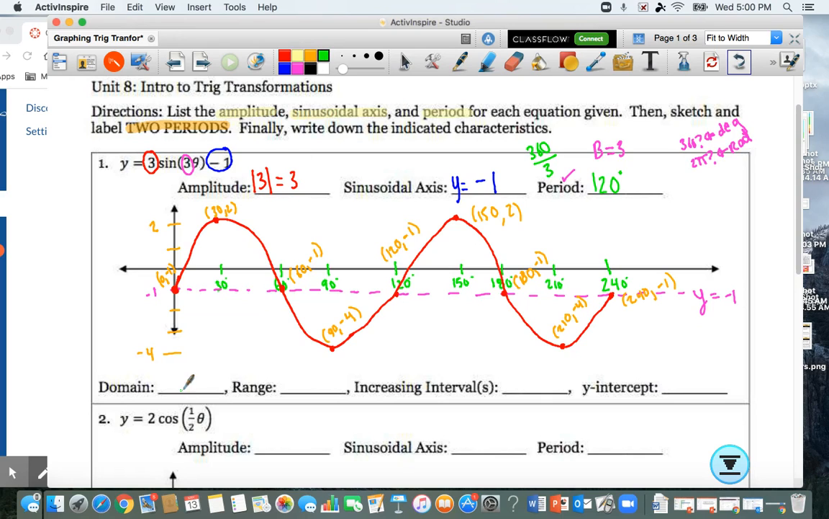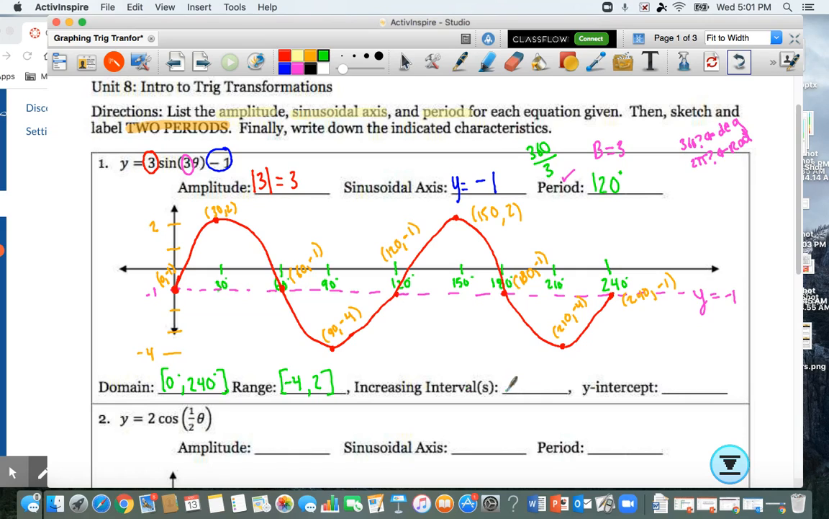Let's see, these characteristics. So the domain. It's a restricted domain because they just told us 2 periods. So usually I think it can be all real numbers. But yeah, it's going to go from 0 to 240. Oh, not bad. Okay. The range. What's the lowest it can go? -4 to 2. That makes sense, right? So the difference between them is 6, which is double the amplitude.